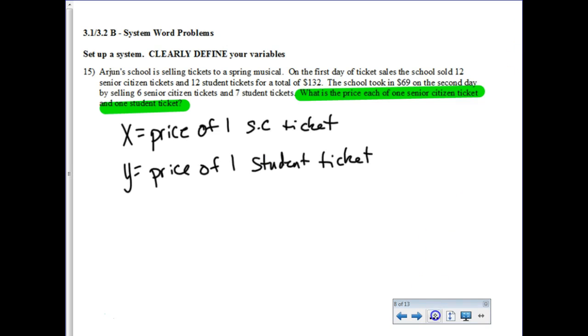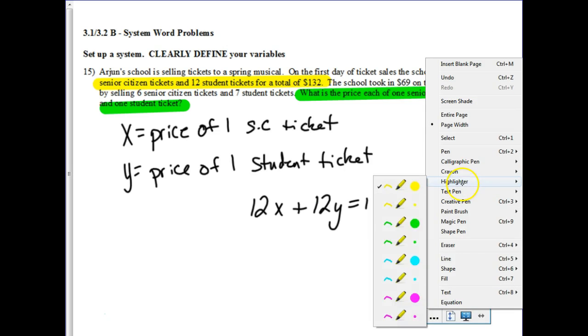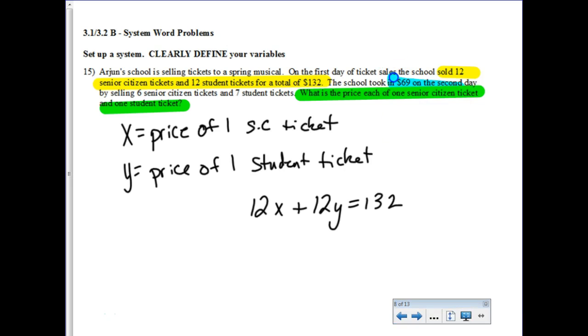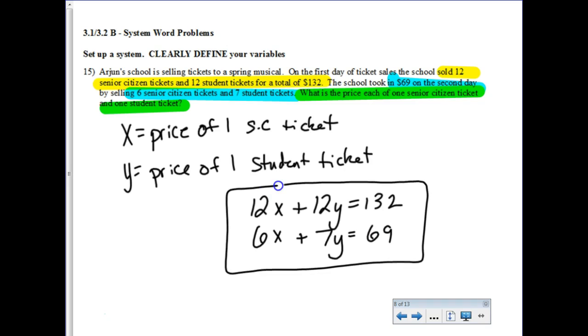And now I'm going to get my highlighters out again and get through all that information. So on the first day, they sold 12 senior citizen tickets and 12 student tickets for $132. So 12 senior citizen tickets and 12 student tickets for a total of $132. And then, what's the other one? $69 for the second day by selling 6 senior citizen tickets and 7 student tickets. So 6 senior citizen tickets, so 6 times the price, plus 7 times the price of a student is $69. And it doesn't say to solve. We could. I'm just not going to ask you to solve on this review because I'm running out of time.